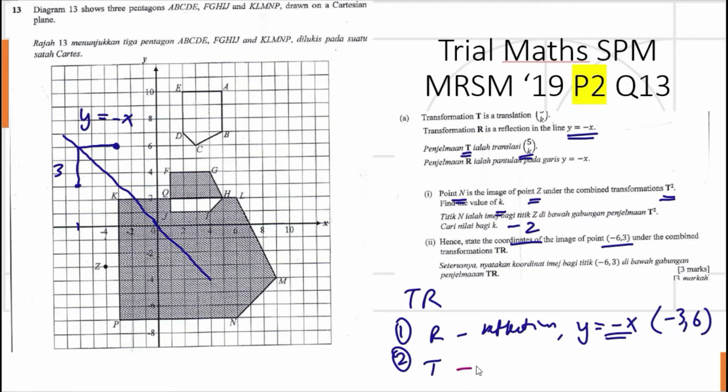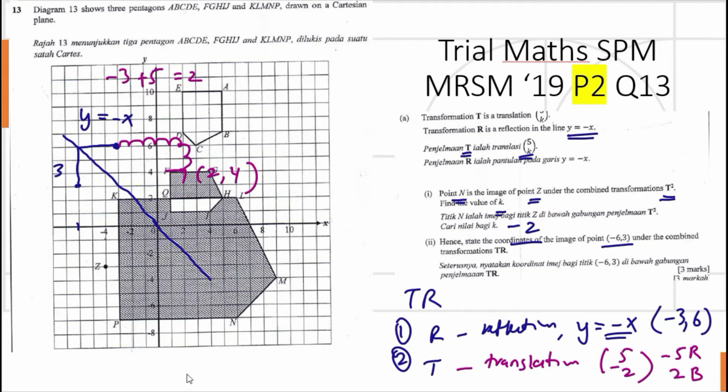Then T is translation of 5 and negative 2. So we move 5 to the right and then 2 below. So here 5 to the right, 1, 2, 3, 4, 5, or you can just add here. So negative 3 plus 5 is equal to 2, and then go down 2, 1, 2, which is here. So you get 2 and 4.